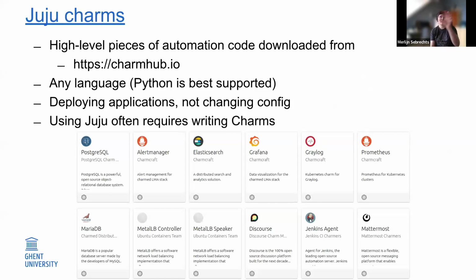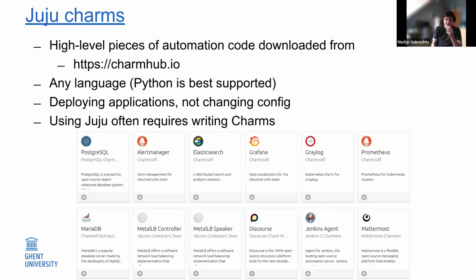Juju also has an online repository of resources, which is Charm Hub. These are high-level pieces of automation code, which can be written in any language, although Python is best supported. The final thing I want to add is that when you use Juju as a system administrator, it is very, very common that you will have to start writing charms, because these charms always reconfigure themselves.